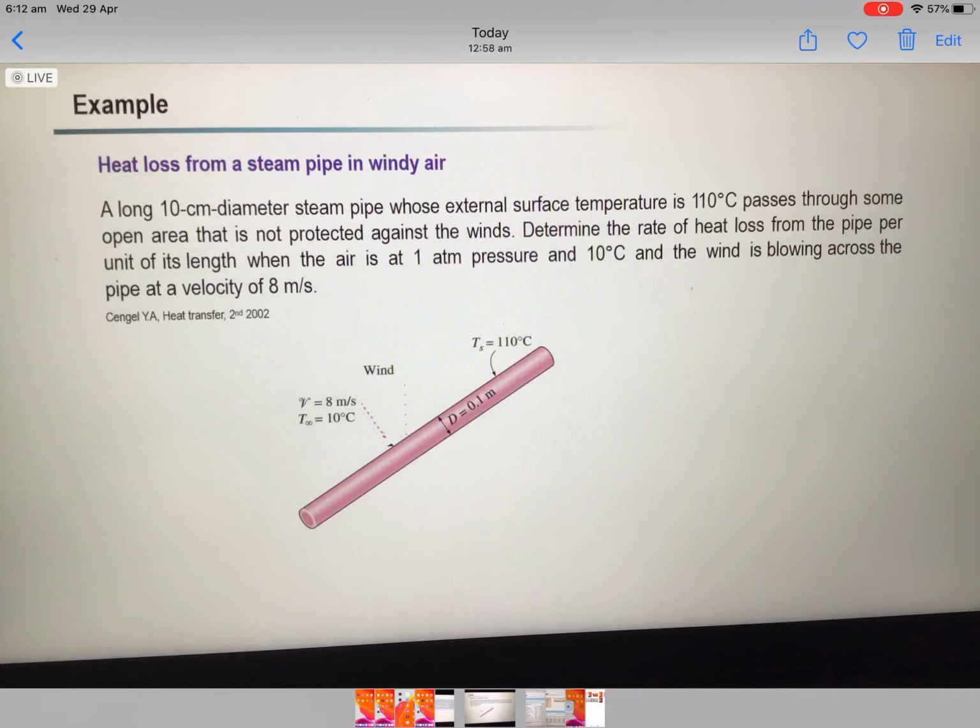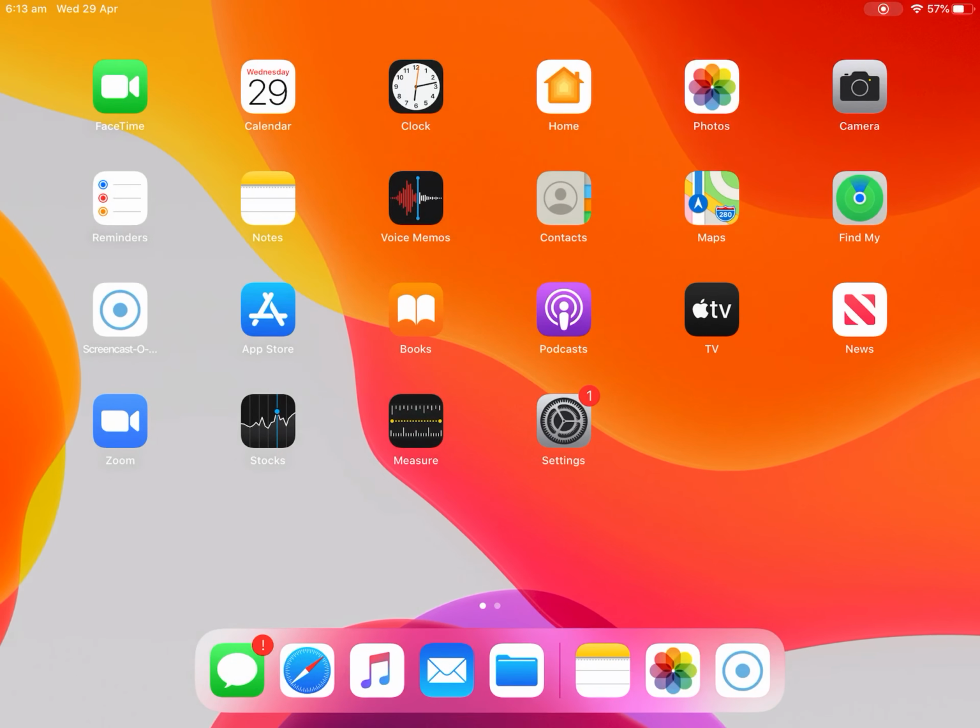You see the velocity, the air temperature 10 degrees centigrade, the diameter of the pipe, and the surface temperature of the pipe. So if we try to understand the heat transfer mechanism here, it's really convection. And we know the surface temperature, and we know the air temperature, the ambient temperature. So we need to use Newton's law of cooling.